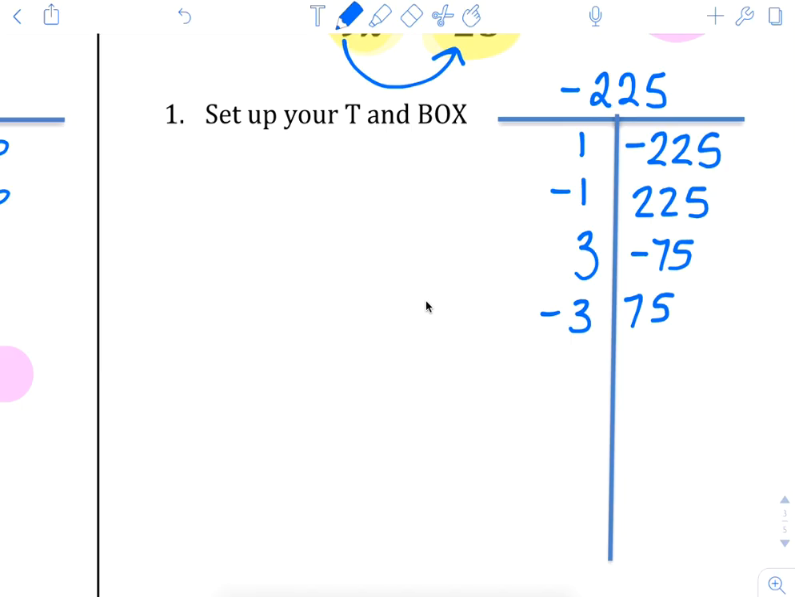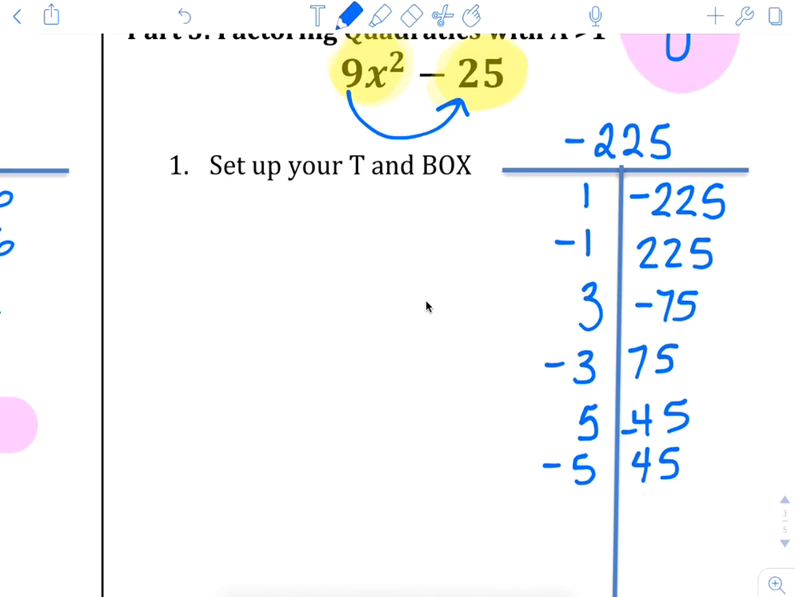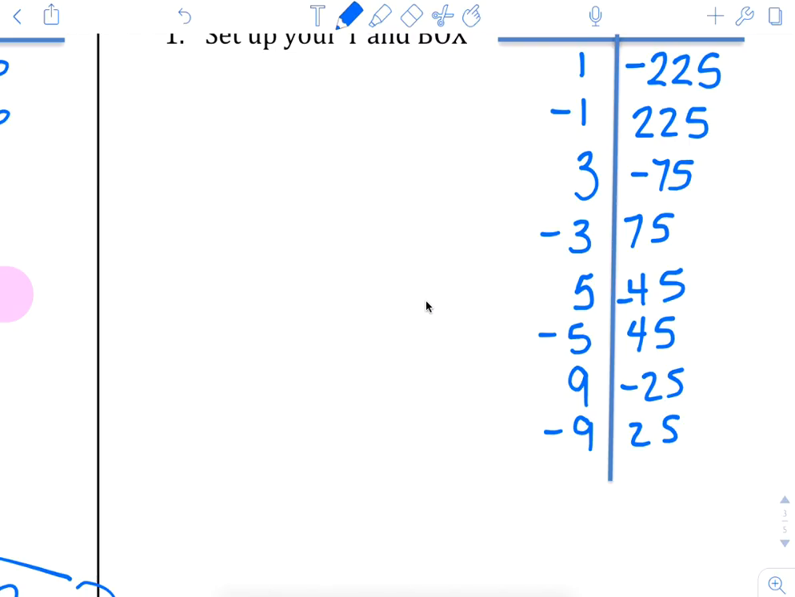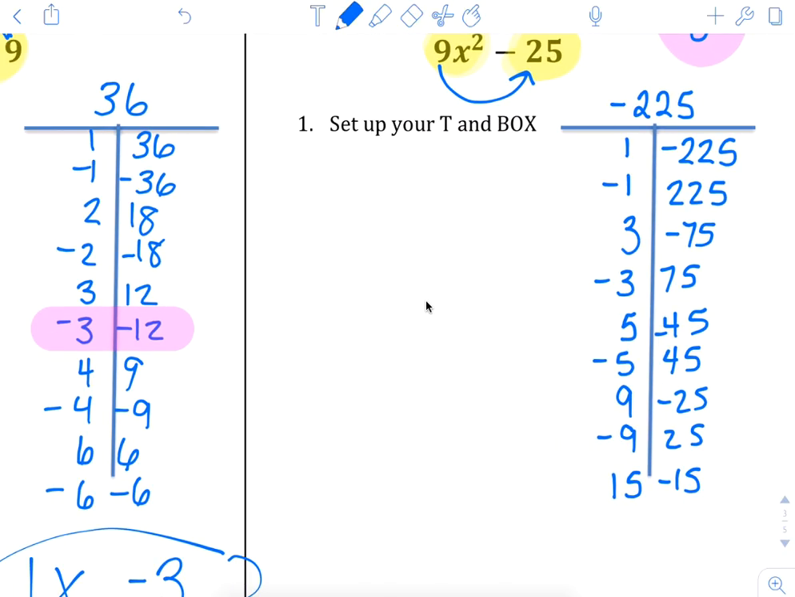Yep, all right, so it looks like we got 5 times 45. Okay, that 45 is negative. -5 times 45. It's not divisible by 6 or by 7 or by 8. It's divisible by 9. So we got 9 and -25. -9 and 25. We're still doing okay. So we're checking 10, 13, 14, 15 works also. So 15 and -15. I can't switch them because it's already the same. All right, so that's our full T-chart.